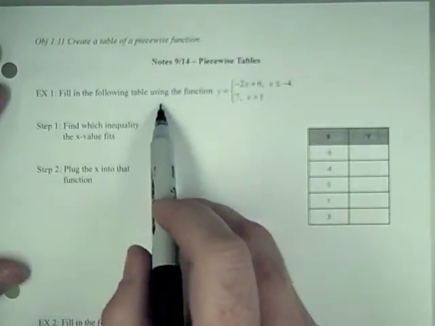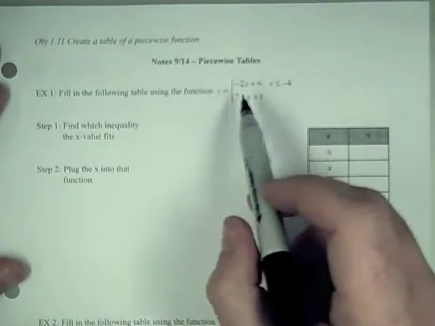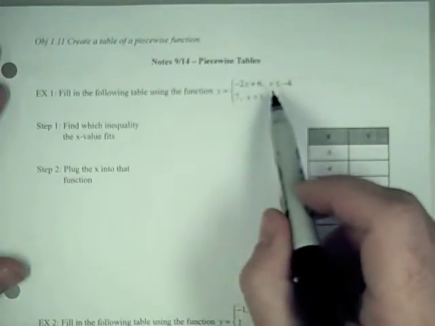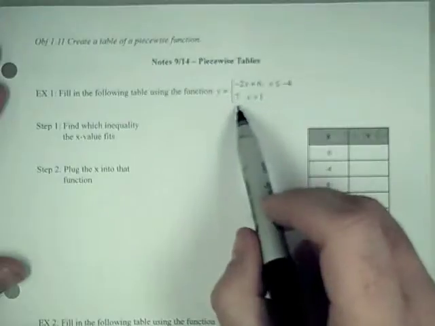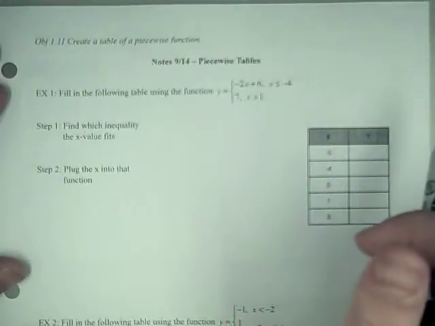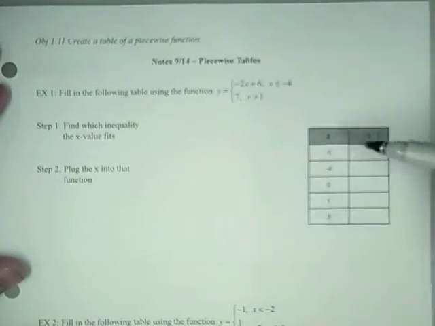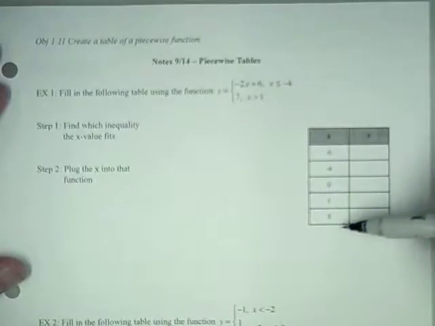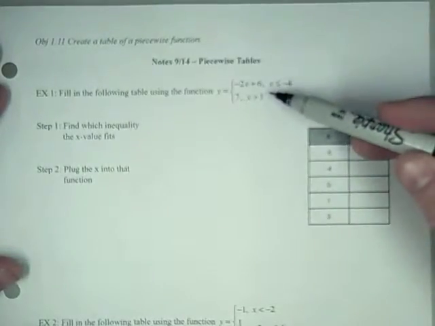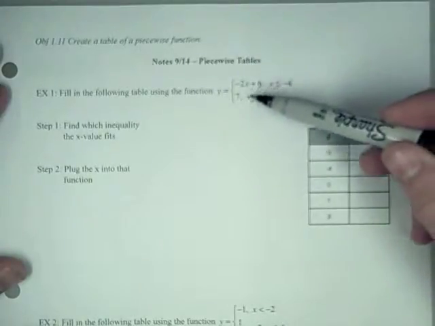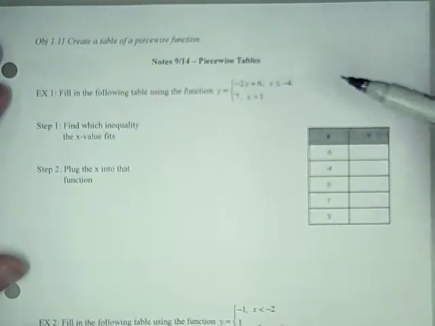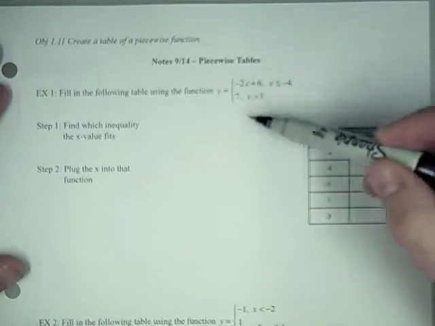Fill in the following table using the function y equals negative 2x plus 6 when x is less than or equal to negative 4, and 7 when x is greater than 1. This is pretty easy. We're basically taking these values from the table and plugging them into this function. The only hard part is determining whether you should plug it into the top one or the bottom one. And to do that, we look at the inequalities.